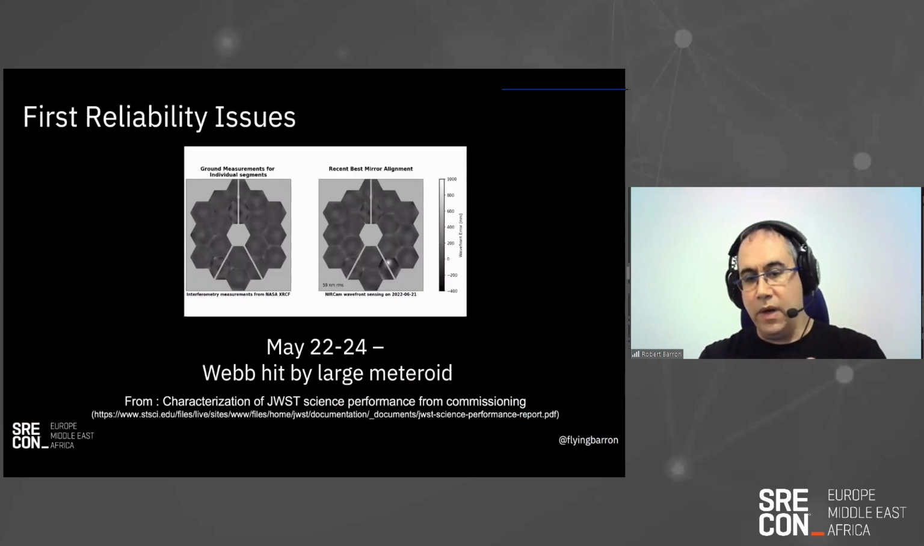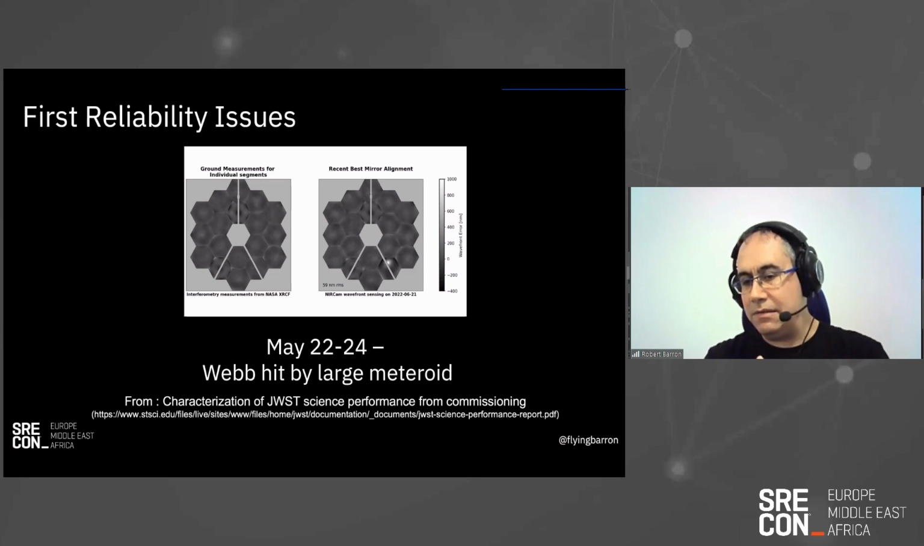So Webb went into production in July, and it was launched in December, had a 6-month period of testing. It went into production in July. Already by May, we hit our first reliability issues, where Webb was hit by a large meteoroid flying through space. When I say large, I mean a speck of dust.